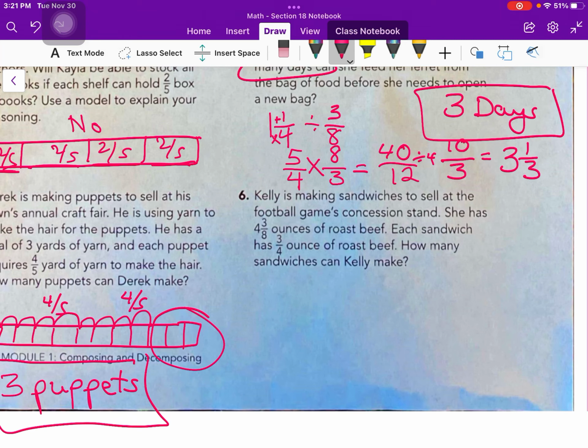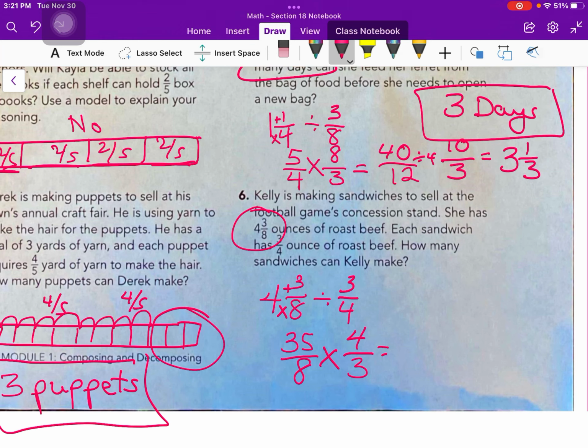Last one, Kelly's making sandwiches to sell at the football game's concession stand. She has 4 3/8 ounces of roast beef, and every sandwich takes 3/4 of an ounce of roast beef. How many can she make? Well, what does she start with? She starts with 4 3/8. She's trying to figure out how many 3/4 are in that. So she's dividing. We change this to an improper fraction. 8 times 4 is 32, plus 3 more is 35/8. Change the sign. We find the reciprocal or flip it.